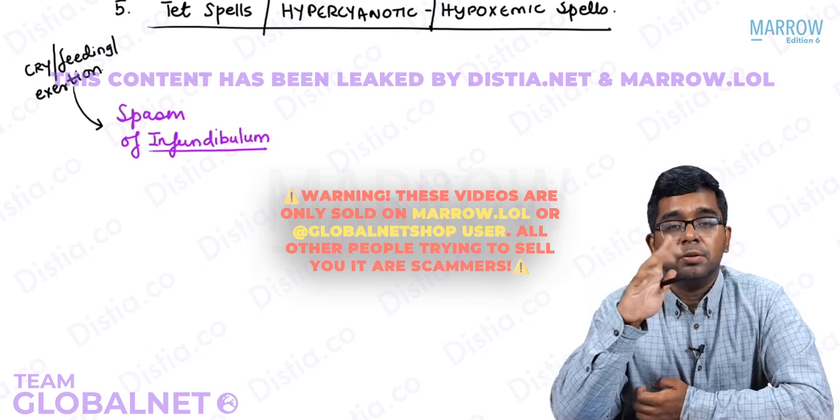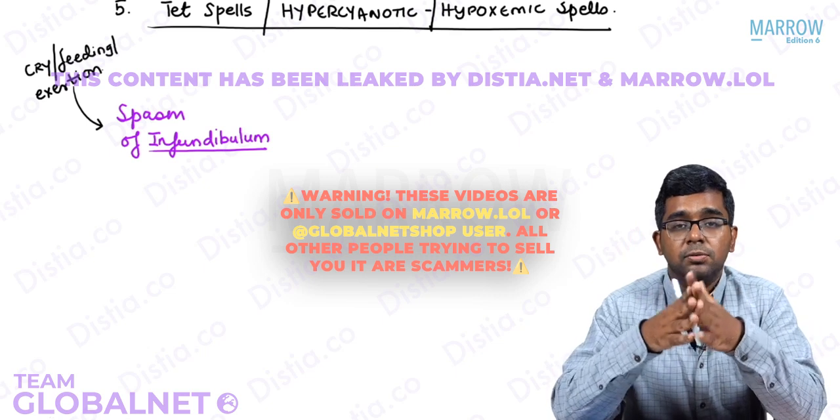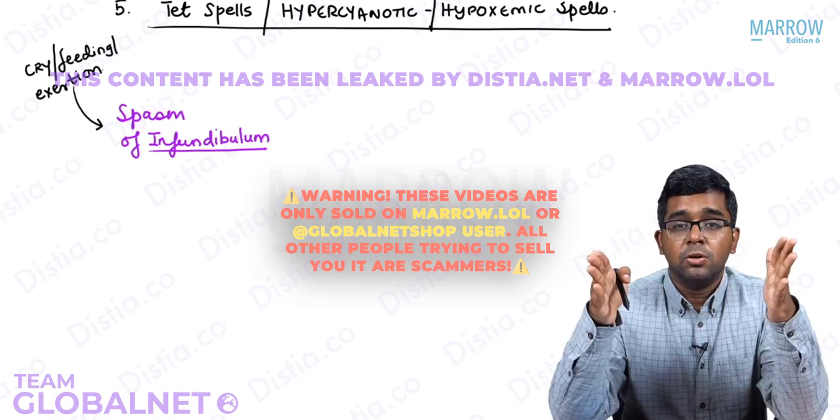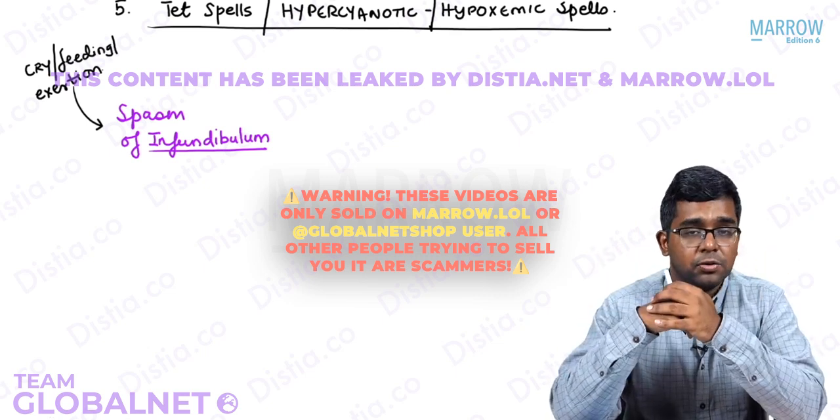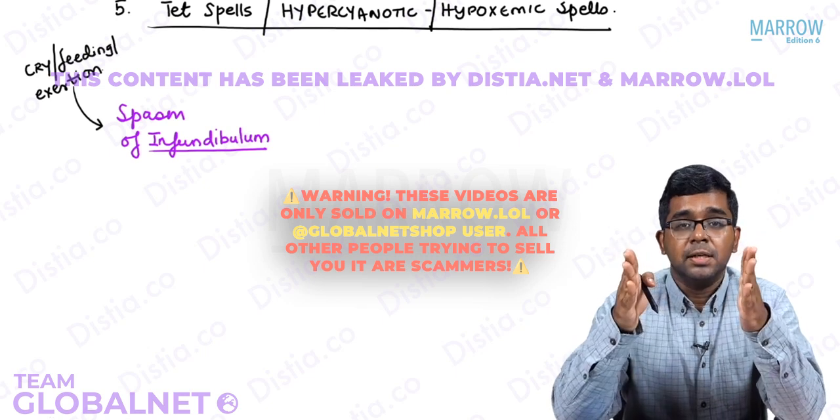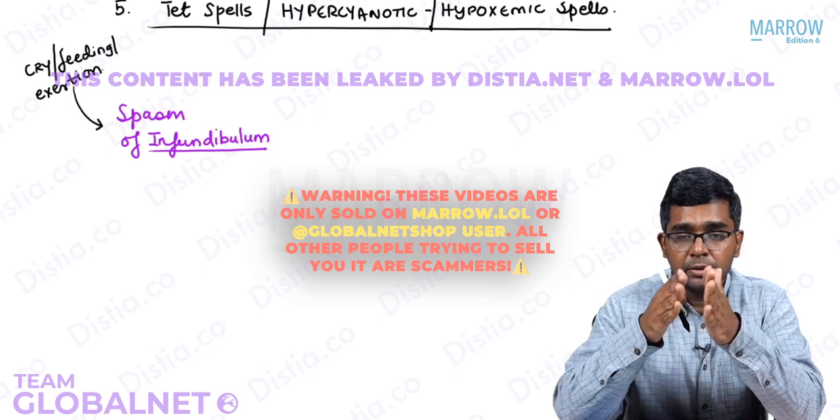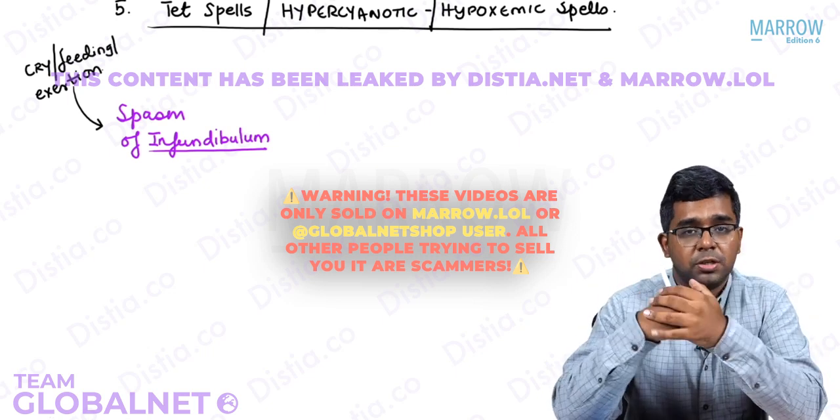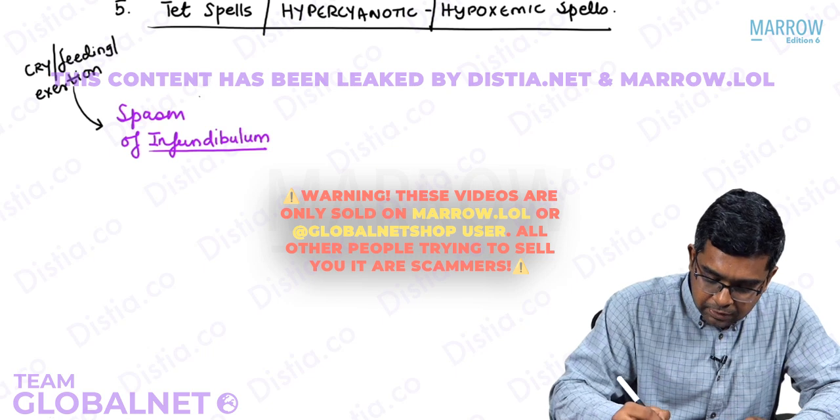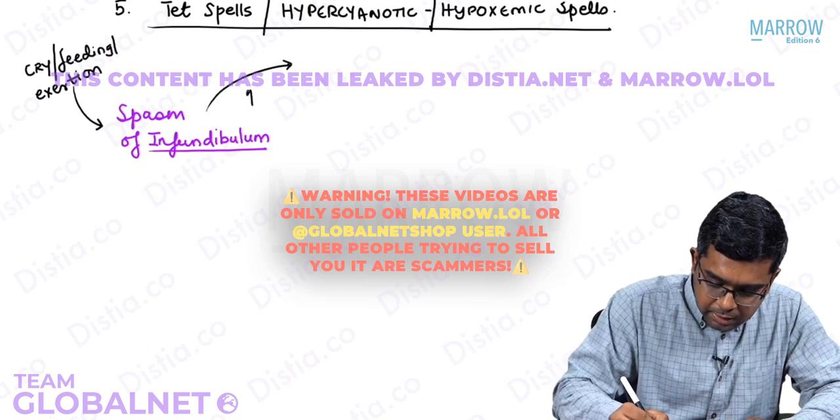Now what is the problem here? Already I told you in tetralogy of Fallot, the infundibulum is hypertrophied, causing narrowing of the right ventricular outflow tract, right? When spasm happens, it will become even more narrow like this. Are you able to follow? When it is even more narrow, there is an even more severe degree of obstruction. Very simple. So spasm of infundibulum results in increased narrowing.